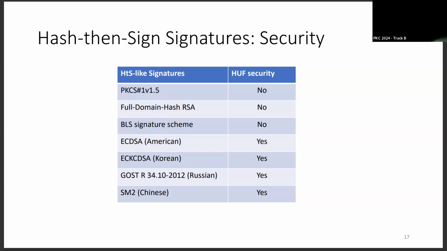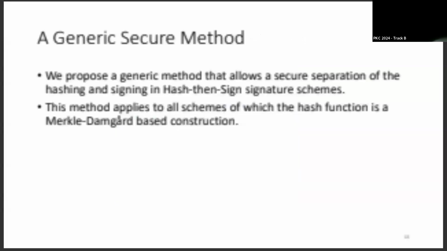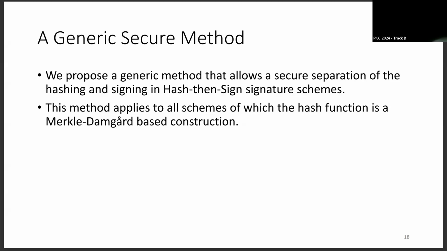And we thought that this is not the end, because now what does it mean? You give me a Hash&Sign scheme and then I'll have to come and study it and see whether it's secure or not. So we thought, is there any generic method to transform a Hash&Sign signature scheme and make it secure in the HUF model? And the answer is yes. We propose a generic method that applies to all kinds of Hash&Sign signature schemes, where the hash function is a Merkle-Damgård construction.